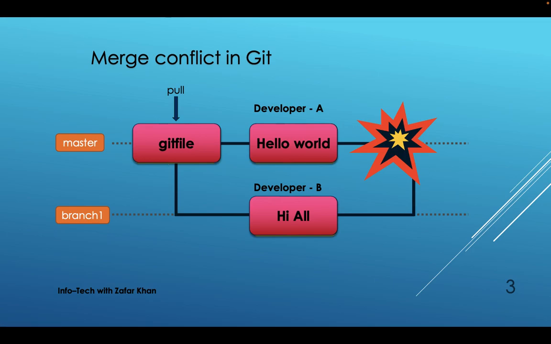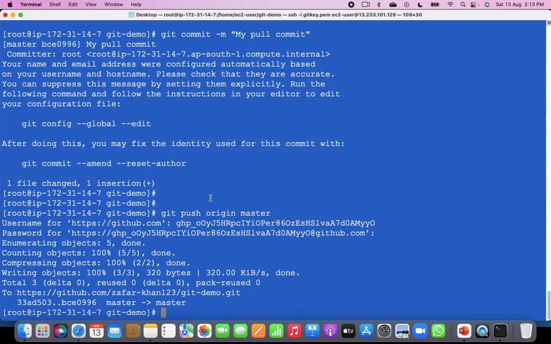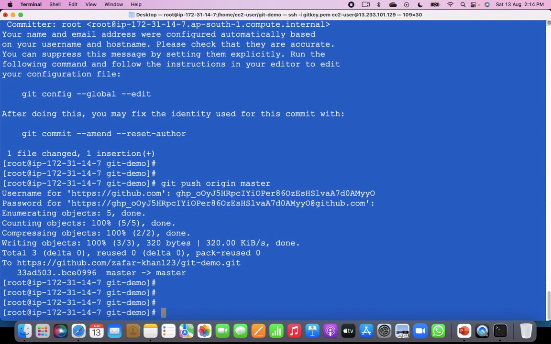Okay. So when developer A, who is working on the master branch, wants to merge the changes from branch 1, the conflict will appear. So let's do it in the lab. I want to show you more and more in the lab only.